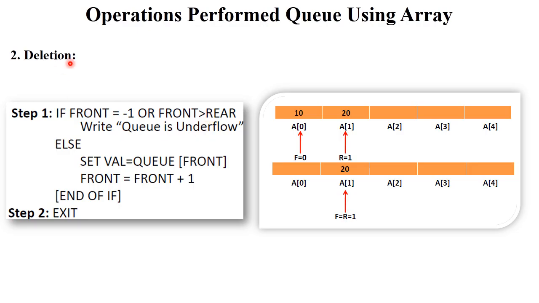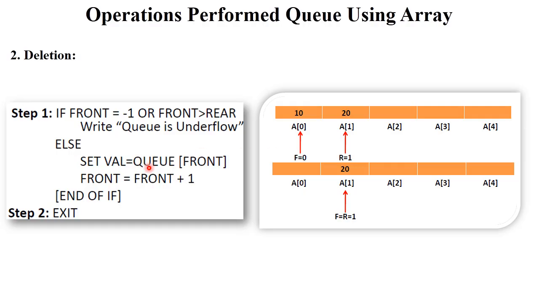So front equal to -1 or front greater than or equal to rear, this condition indicates Q underflow. Suppose Q is empty, you can't perform deletion operation, right? So at that time, it displays the message that Q is underflow. Clear? Next it goes to the else part. Now we need to perform deletion, and deletion always deletes the element pointed to by the front. So we have to delete 10, because it is a first in first out data structure: first we inserted 10, then we inserted 20.